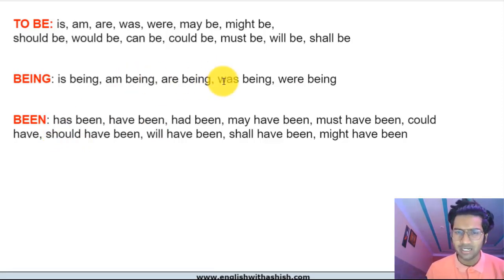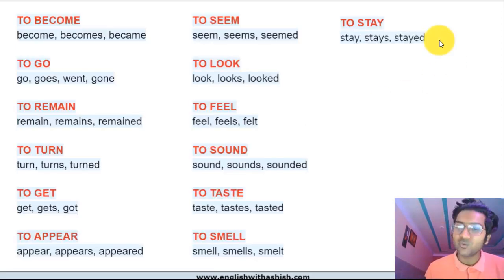These are present continuous tense and past continuous tense passive voice. We'll understand that. Okay. The next is been: has been, have been, had been, and may have been, must have been, could have been, should have been, will have been. Right. Modal verbs and have been. Okay. And there are some other linking verbs as well.